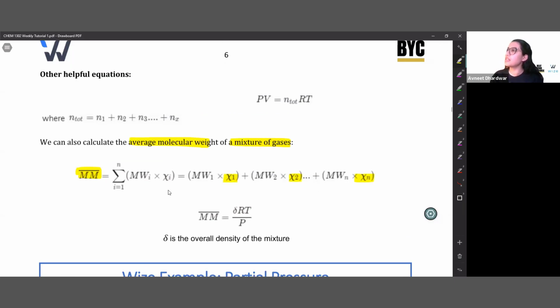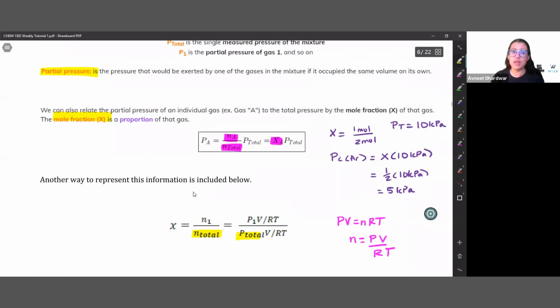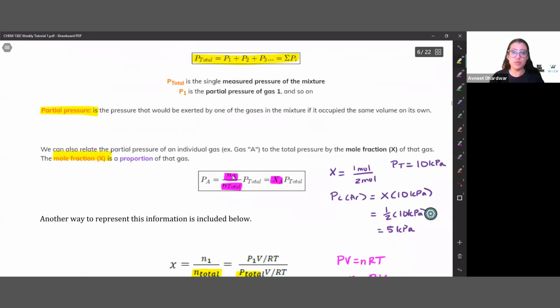So is a gas's partial pressure affected by its abundance in the mixture? That's a good question. So if you look back at the equation for partial pressure, we can see that the partial pressure does depend on the amount of gas in that container. So if the gas makes up a higher proportion, it makes up more moles. So let's say if our argon actually made up 75% of the moles, so the molar fraction was actually 3/4, then the partial pressure of it would be higher. So it would be 7.5 kilopascals. So if the molar fraction for a gas is higher, its partial pressure is also higher.